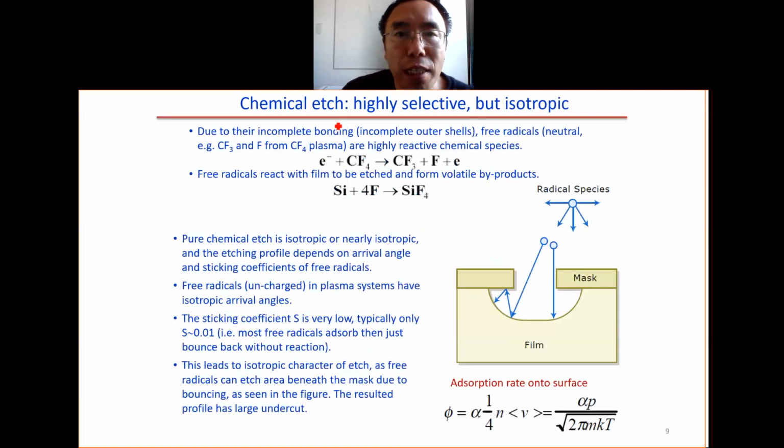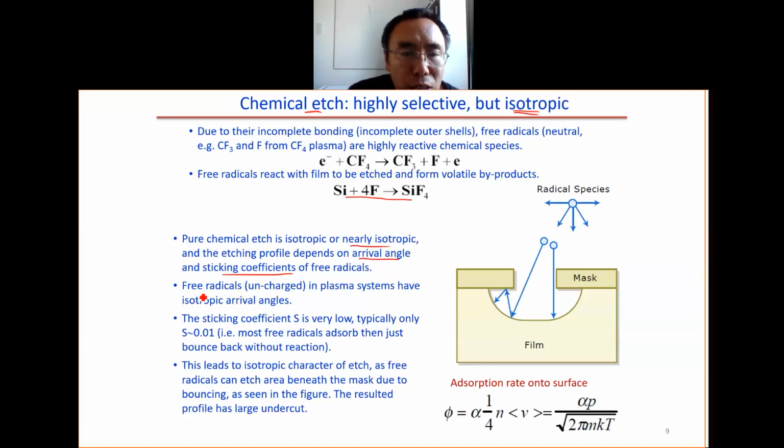So first we look at the chemical etch, then we look at the physical etch. The chemical etch is highly selective, with a high etching rate, but it is isotropic. This is the example we have seen before, for the chemical reaction. So why are they isotropic, or nearly isotropic? This is because of the arrival angle and the sticking coefficient.